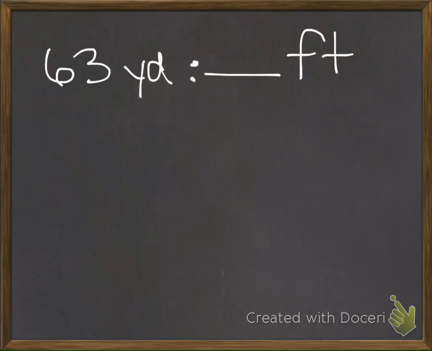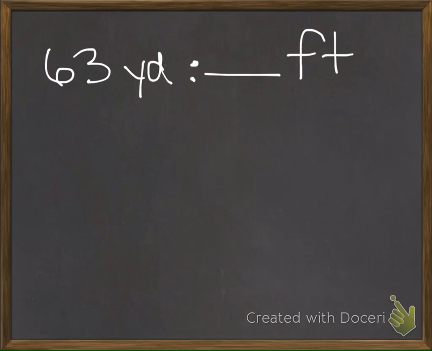Number 11, 63 yards, and we're changing it to feet. Okay? So yards to feet. That is larger to smaller or smaller to larger? Larger to smaller. So does that mean we are going to multiply or divide? We're going larger to smaller. Let's see if we multiply. 63 yards to something feet.